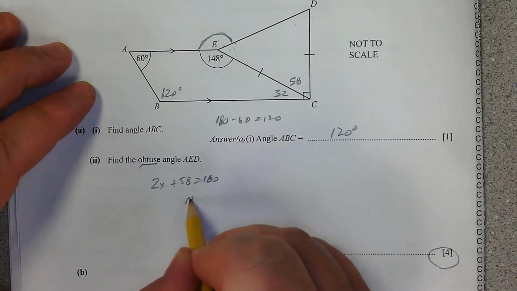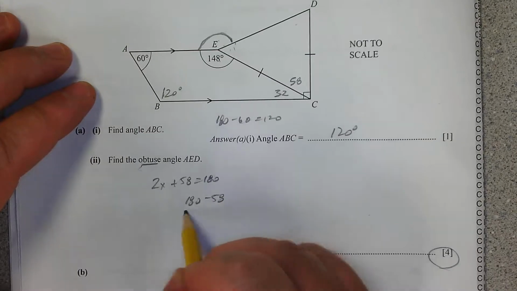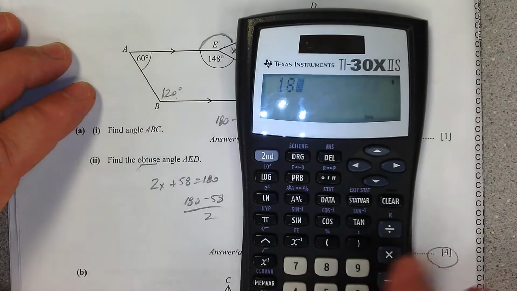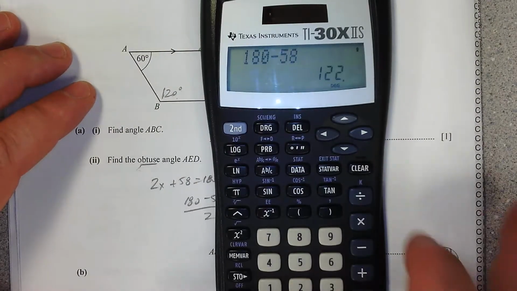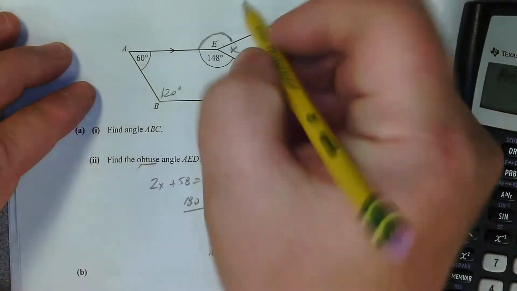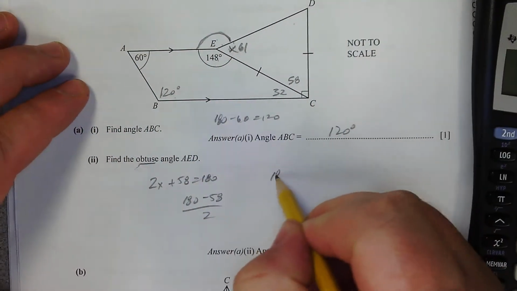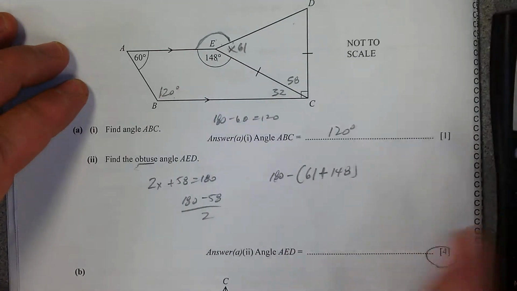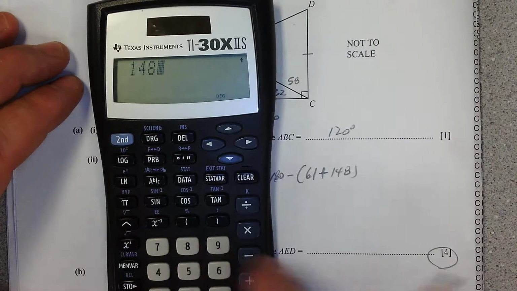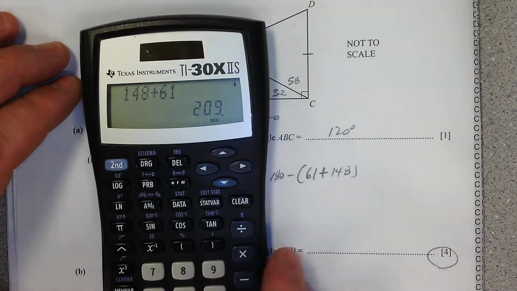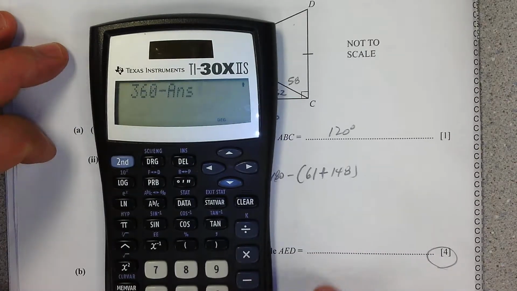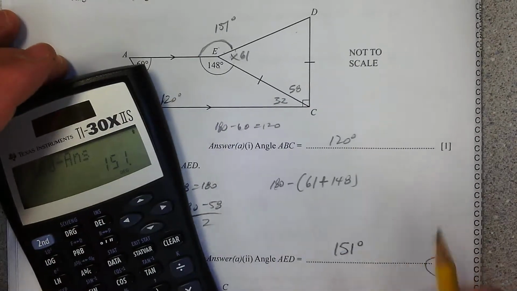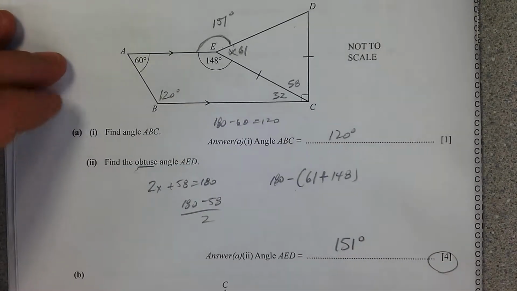So here's what we're going to get. We're going to get 180 minus 58, divided by 2, and that's what this angle right here is going to be. We could do this in our head, but since we have a calculator, let's go ahead and use it. Divided by 2, right, 61 degrees. So 180 minus 61 plus 148, that should give us that angle right there. So 148 plus 61, and then 360 minus that number, 151. So this is 151 degrees. Boom, done. So 4 points, that's worth quite a bit.